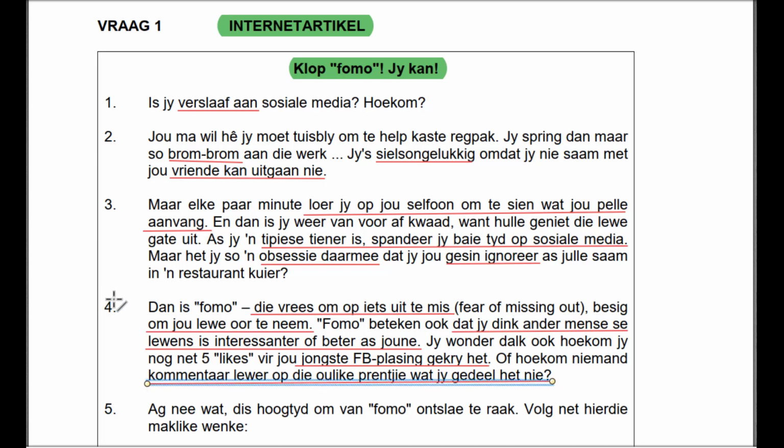So paragraph 4 goes on to explain what FOMO is. So based on the scenario that they've described, they are saying this is FOMO. FOMO is when you have that obsession and you start ignoring your family because you have to check your social media. FOMO, and the meaning is explained in paragraph 4, is the fear of missing out.